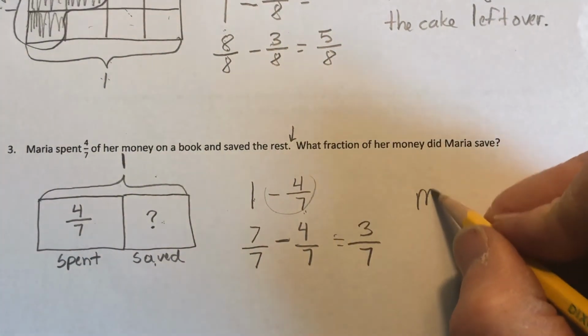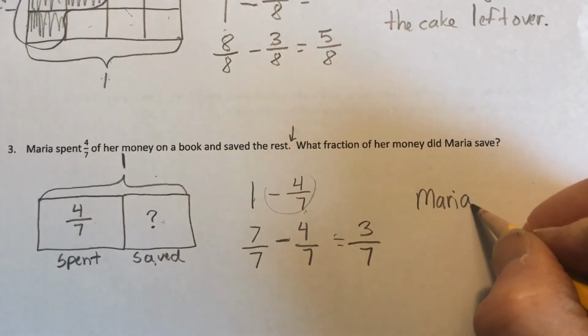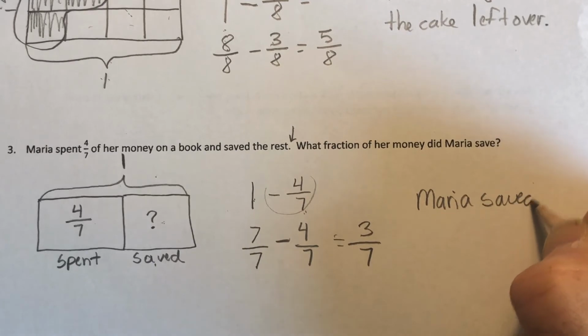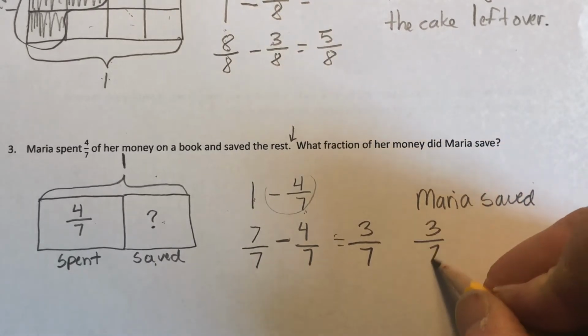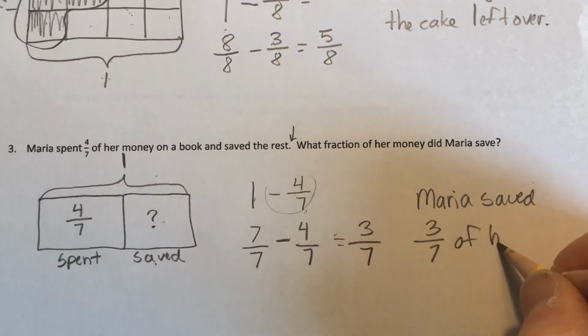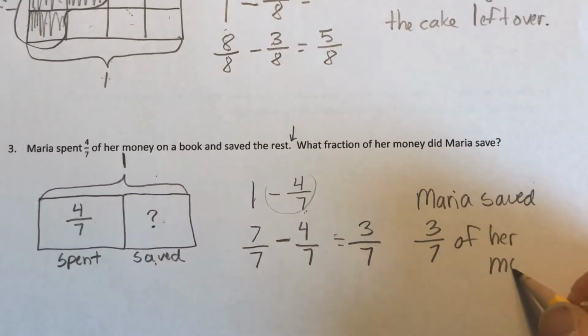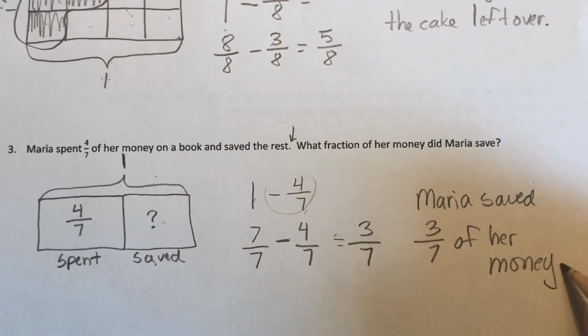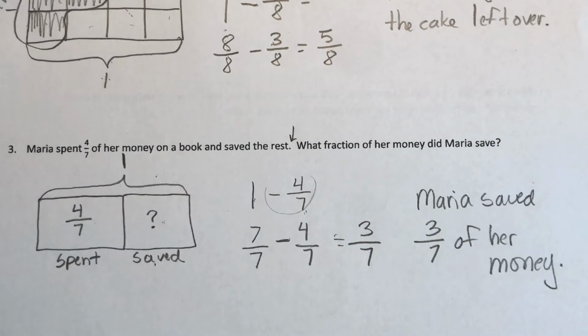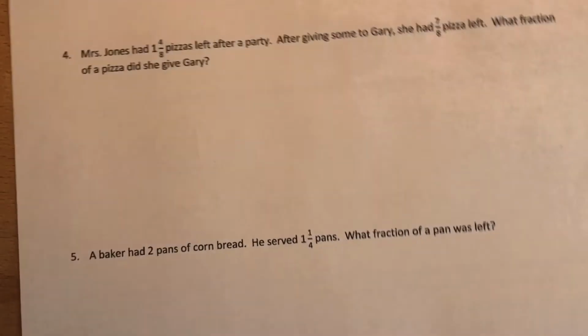So Maria saved 3/7 of her money. Period. Okay, good job. And we're on to the back.